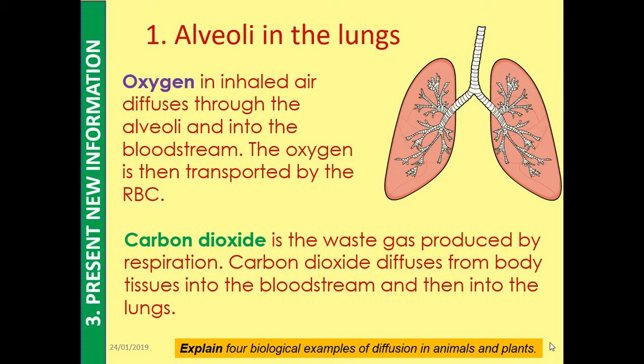It's then transported by the red blood cells to all of those cells that need the oxygen for respiration. Carbon dioxide is a waste product of respiration, and so it's diffused from those body cells into the blood. The blood then takes that carbon dioxide to the alveoli, and because there's a higher concentration in the blood, it then diffuses from the blood into the alveoli and then is removed when we exhale.